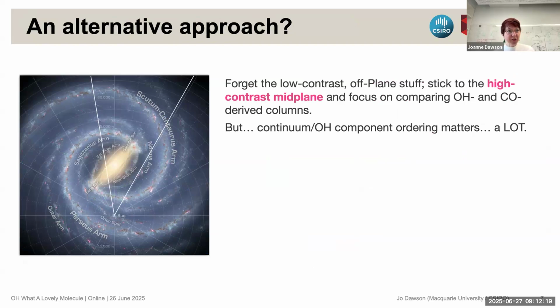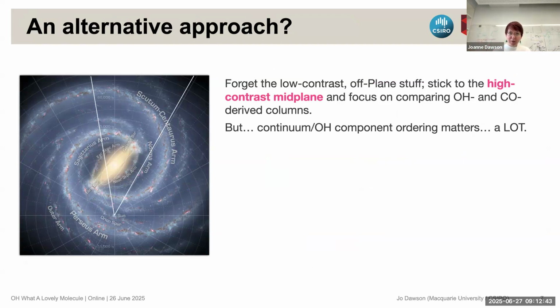Okay, so we thought of an alternative approach. We haven't gone further with this at this point, but there's still a lot you could do. You could forget about looking off plane at where you think things will start to get diffuse at higher latitudes, and you can stick to the midplane where your contrast is high because of all those H2 regions and bright synchrotron emission there. And you could focus on comparing your column densities. So you can pick up your OH column densities and your CO column densities and go component by component and try and figure things out.